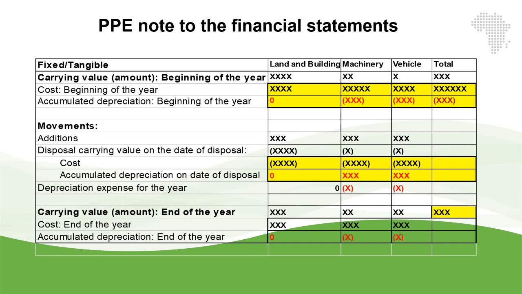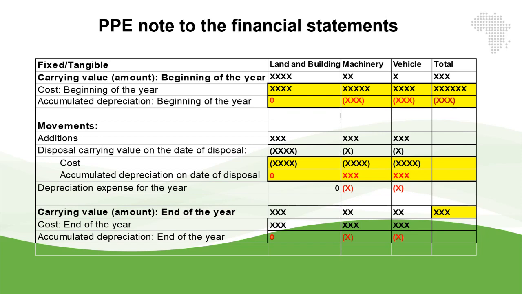What is important here? Let's say the machinery was sold. When you have to determine now the cost at the end of the year, you will say the cost at the beginning of the year. You have to add it with what? With the additions. Did you buy anything new during the year? If you bought, you add that. Then you're going to subtract the cost of the asset that you have disposed. Then you will be left with the cost at the end of the year.